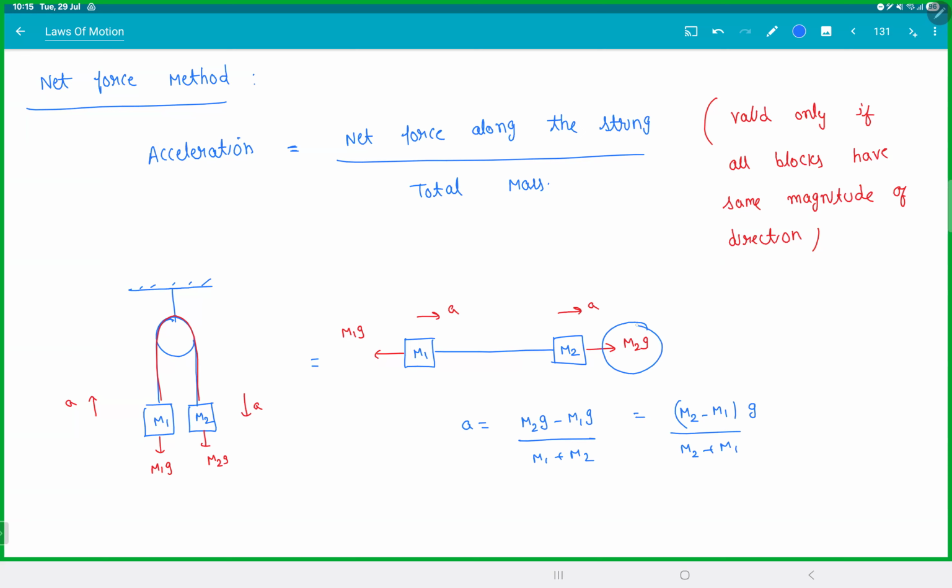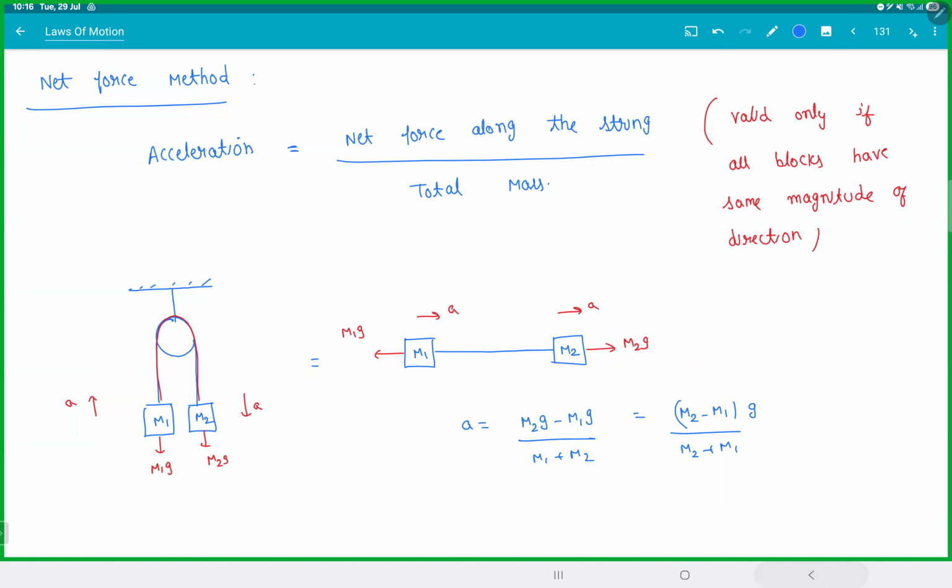So here M2G is helping the acceleration, so positive. M1G is opposing the acceleration, so negative. So you take all the forces along the string, so total force by total mass will give you this thing. Is this looking convincing? If I just make the whole string horizontal, does Max care whether the strings are horizontal or vertical? Max doesn't care. As long as the equations look the same, Max is happy with it. Is this making sense? All clear?